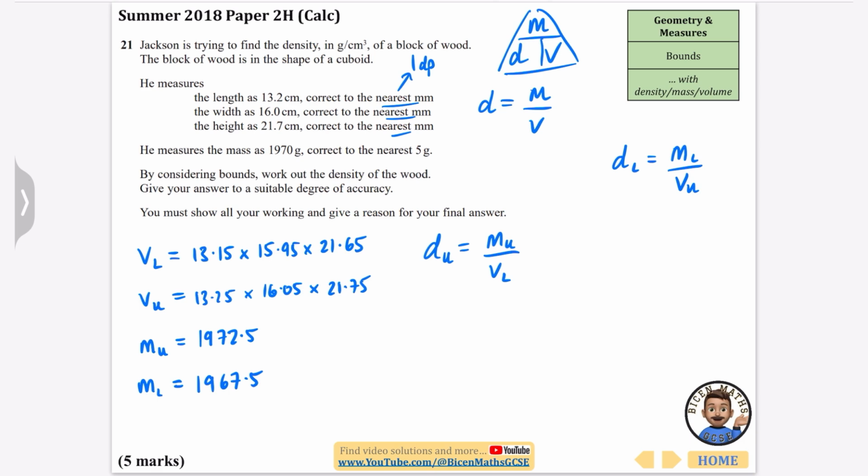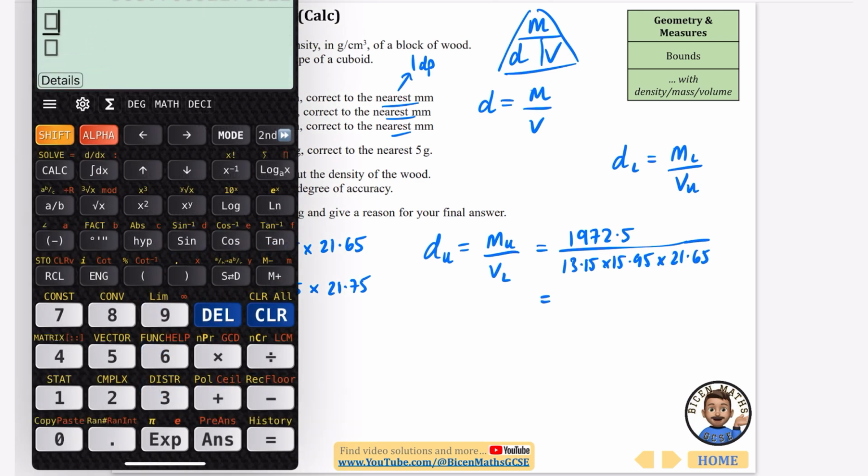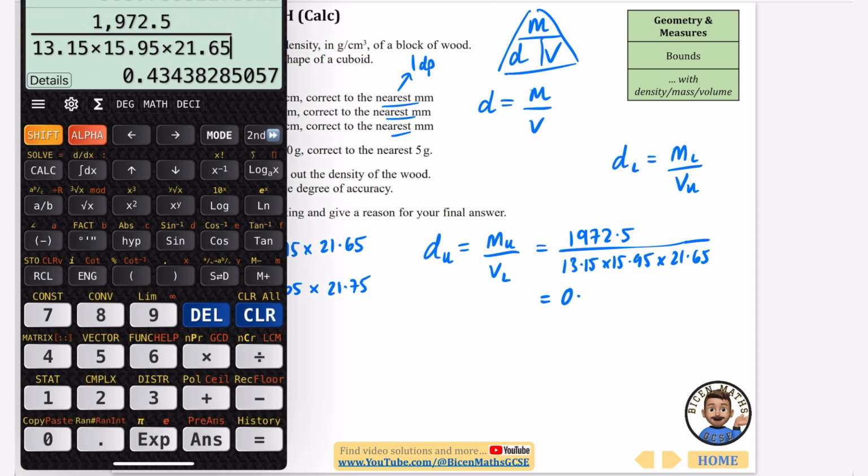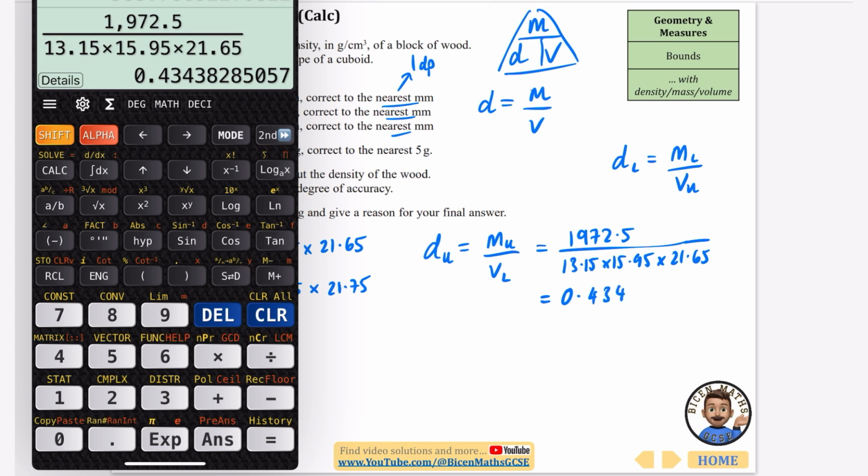So using these two formulae that we've got here, I'm going to now work out the density's upper bound. The density's upper bound is going to be the mass upper, which is 1972.5, divided by the volume's lower, which is 13.15 times 15.95 times 21.65. And I don't actually even have to work out what the volume is. I can just have that written straight into my calculator like this. So that's 1972.5 over 13.15 times 15.95 times 21.65. And I get that the density's upper is, let's hope it's in the right thing, good, 0.43438285. I'm just going to write a few of those.